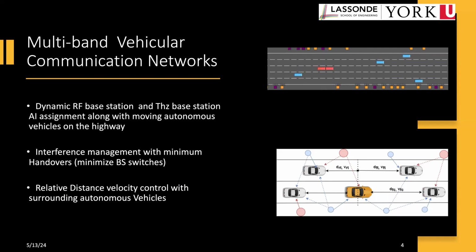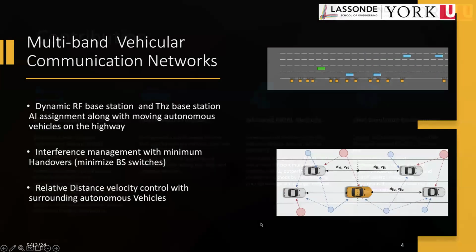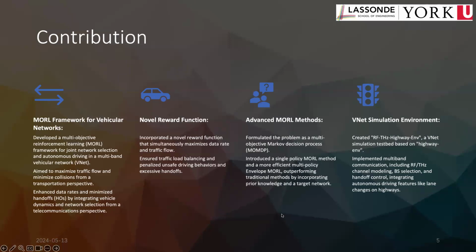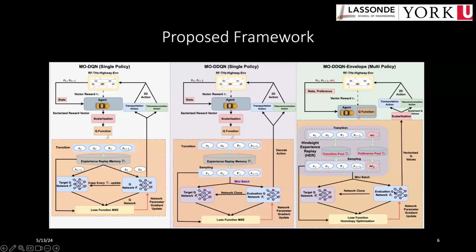There are many interference management and relative velocity controls with surrounding vehicles. These are put into the states for our further MORL study. Our contribution is that we introduce the MORL framework for vehicular networks, including states, actions, and rewards, and we extend it to the multi-objective side, so the reward becomes a vector. The reward function and our MOMDP incorporate prior knowledge of the target network, based on our RF, terahertz, and highway environment. This is a VNet testbed on the highway environment. In this testbed, we not only optimize the RF and terahertz network, but can also control the autonomous driving features on highways. This is our proposed framework for MODQN and MODDQN envelope.